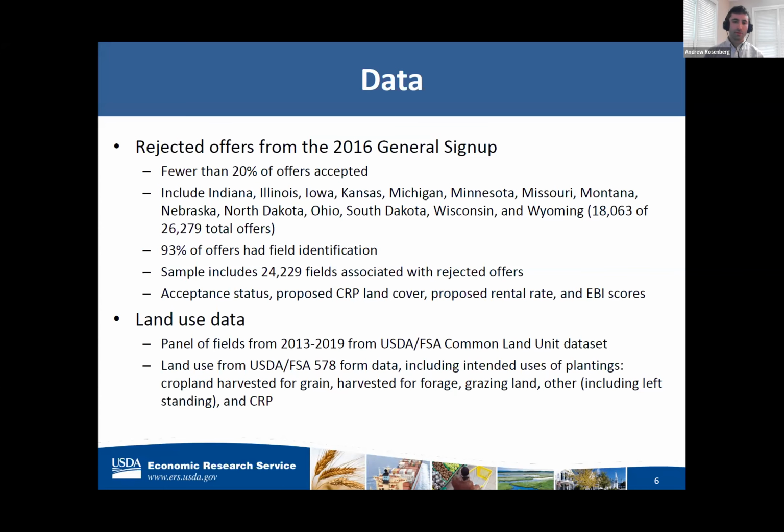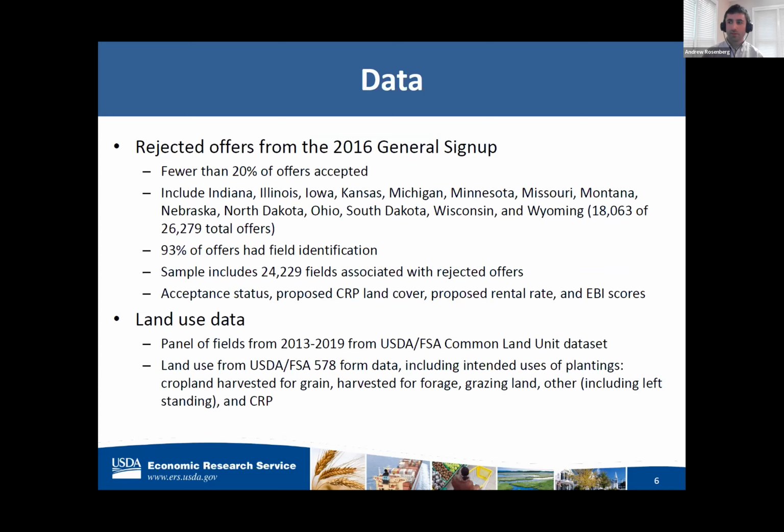And again, this includes information about the proposed land covers that they would have done if they were accepted into the program, what they would have been paid in terms of rental rates, and what their EVI scores would have been. And then also, because this is geolocated, we can link this to land use data through what's called the Common Land Unit data set, which identifies the particular fields that these offers were on.